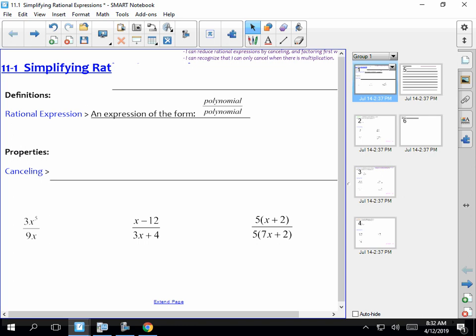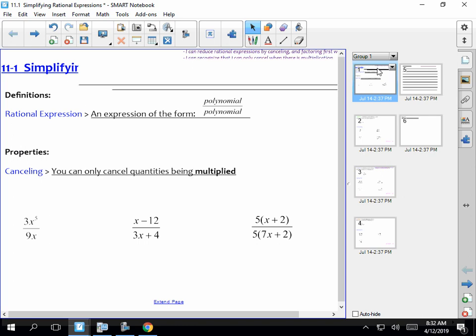So canceling has one little prerequisite here: you can only cancel quantities being multiplied. What you really need to understand, you can even write this in your summary, is factor first. Do not jump right into canceling unless the polynomials on the top and the bottom are in factored form. So you can only cancel quantities being multiplied. I'll show you what I mean by that with these three little examples here.